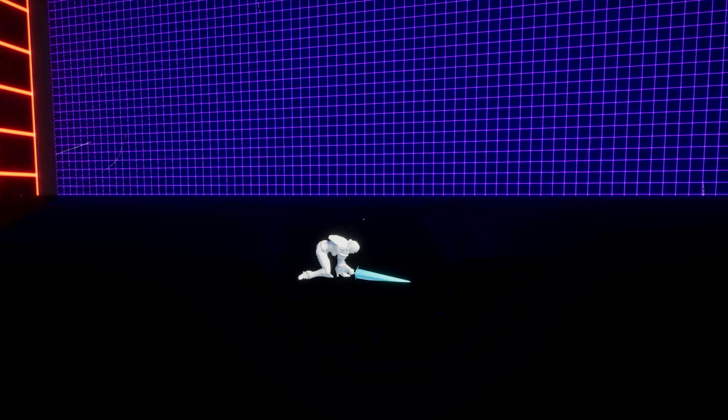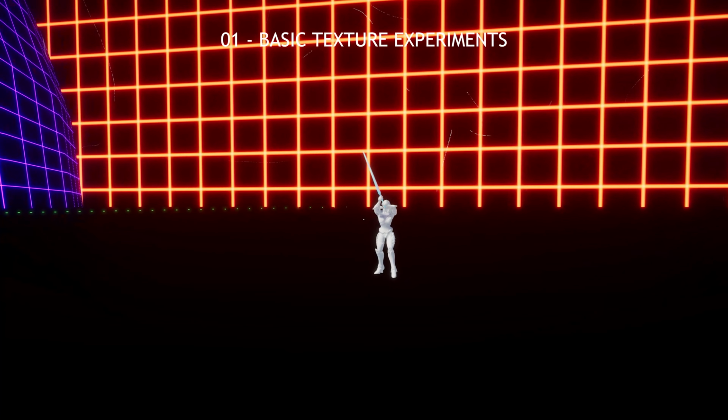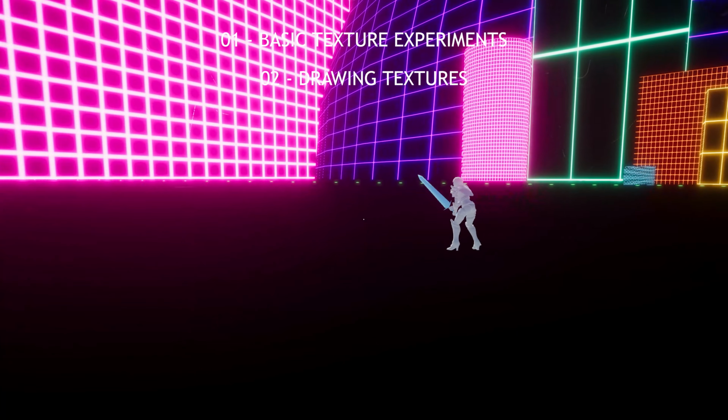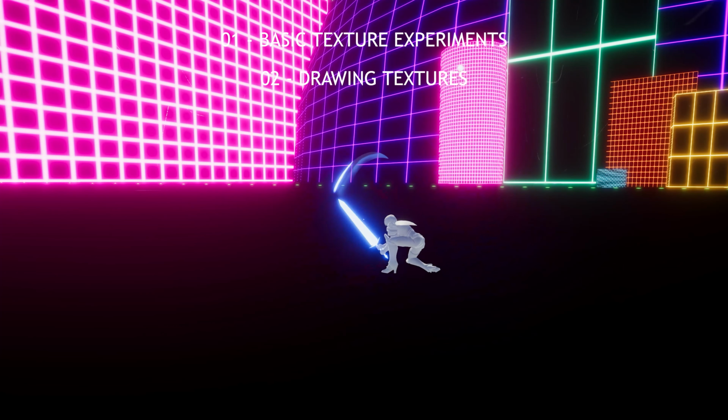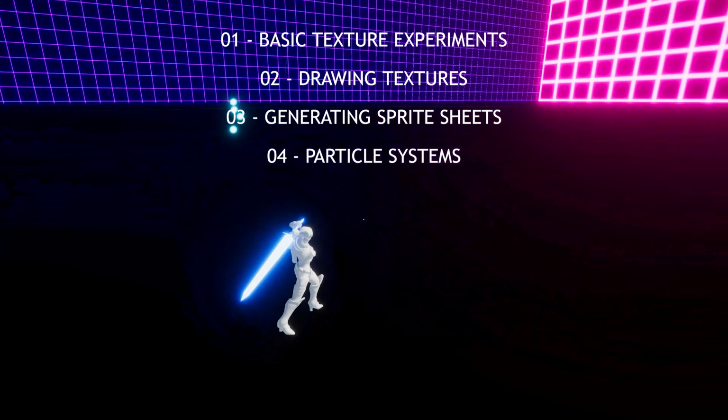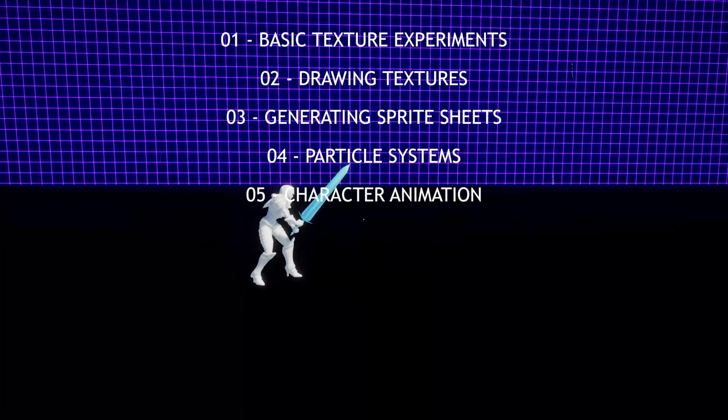In this video, we'll be covering some basic experiments I did with textures, their colors, how emission works, and their relationships with particle systems. We'll look at how I went about drawing these weapon trail textures in Photoshop, how to create a sprite sheet using the texture, how to create a particle system to use the sprite sheet, and how to attach it to a character swinging a weapon around.